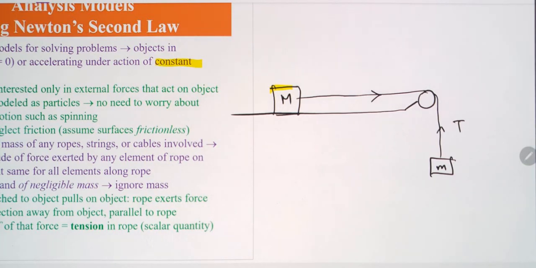We will solve so many questions inshallah on how to calculate the tension.